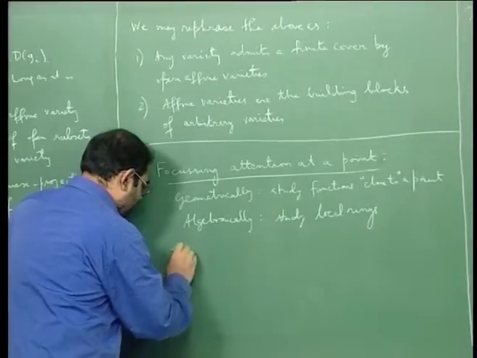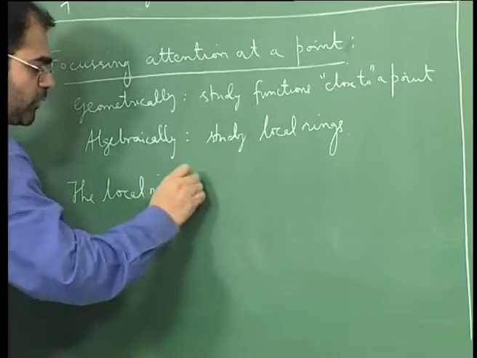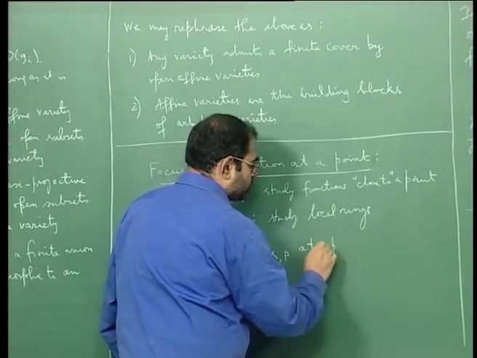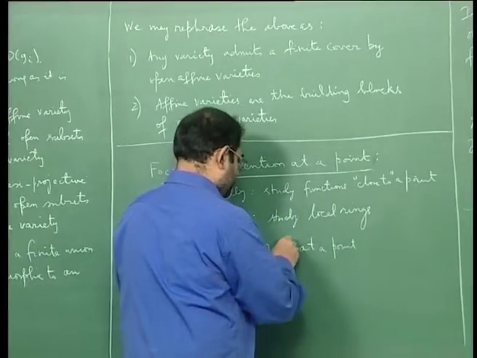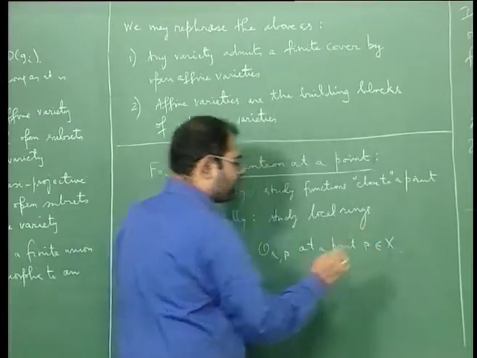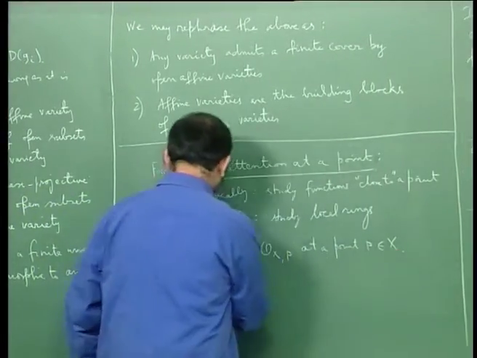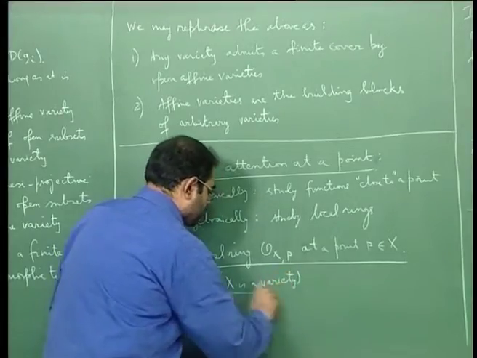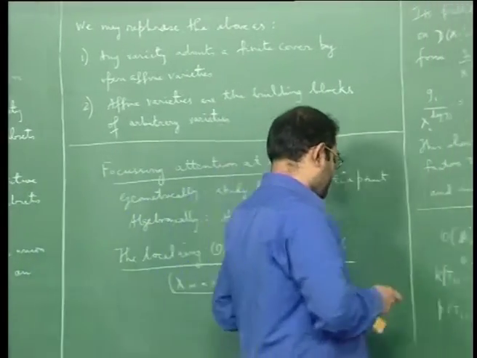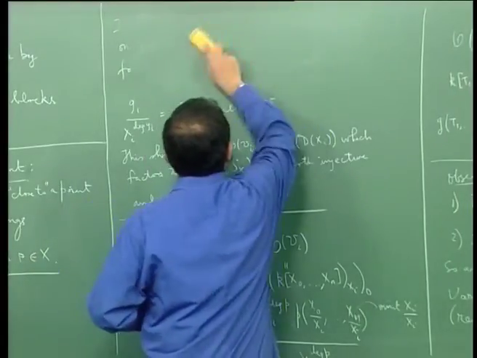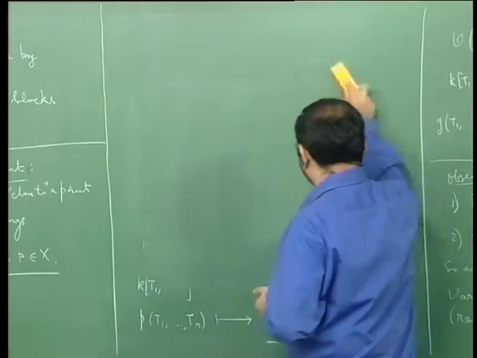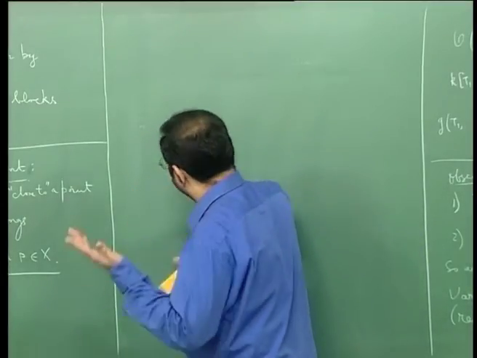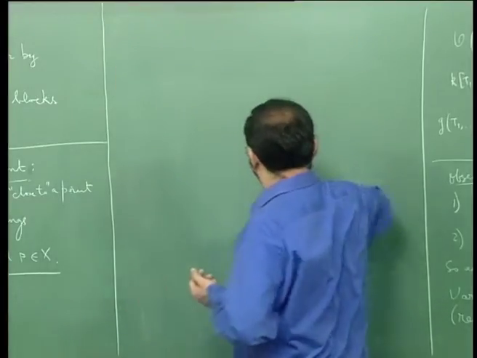So the local ring O_{X,P}, this is the notation, at a point P in the variety. Here of course X is a variety. So we are going to define this, and how does one define it? It is defined in a way which extends to defining a local ring of functions of any type. You can use this to define local rings of continuous functions, local rings of differentiable functions, local rings of, if you want, holomorphic functions, and so on and so forth. So the philosophy is very general.